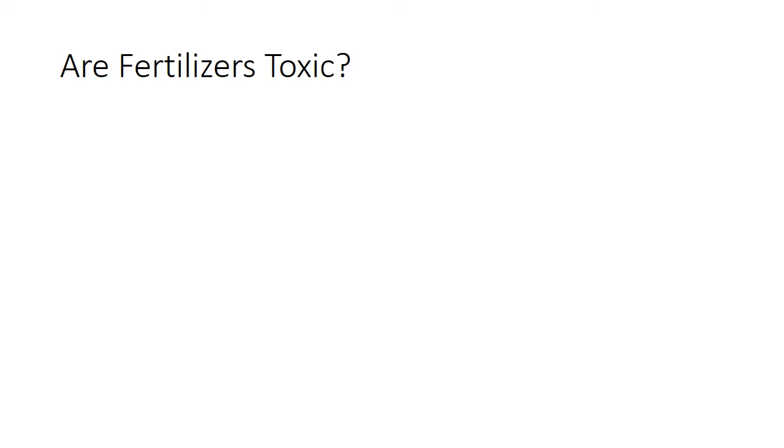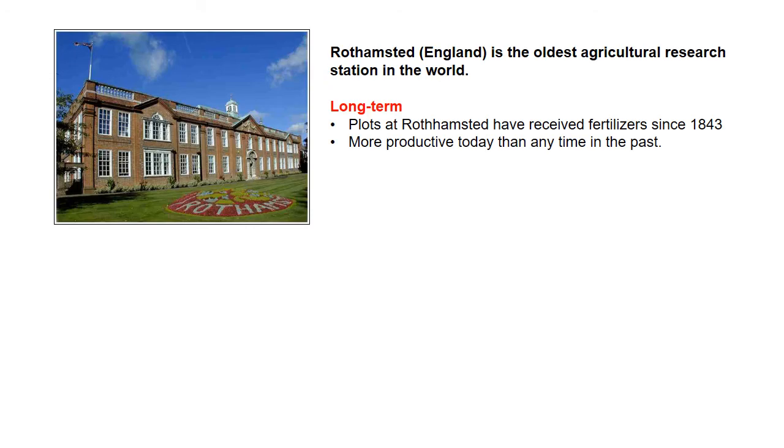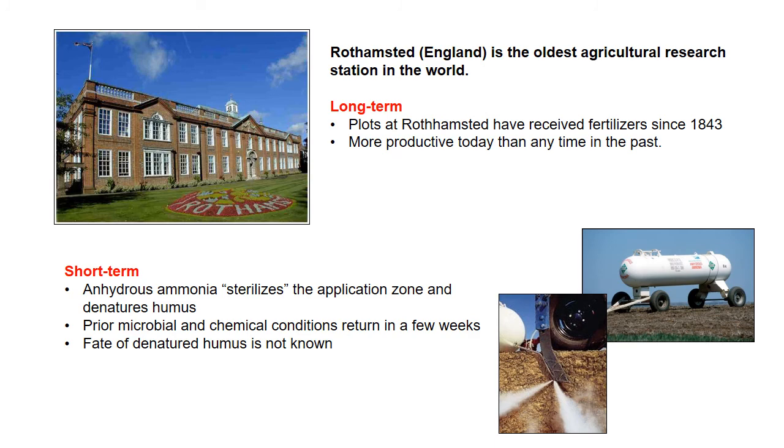All right, now some people might try to say that fertilizers are toxic, and the best example of why that's not the case is Rothamsted in England, the oldest agriculture research station in the world. They've had a fertilizer plot going since 1843, and that plot is more productive today than at any time in the past because it's been continually fertilized. But there are caveats to that. So long term, it's not a problem. It's not going to reduce the productivity of land.